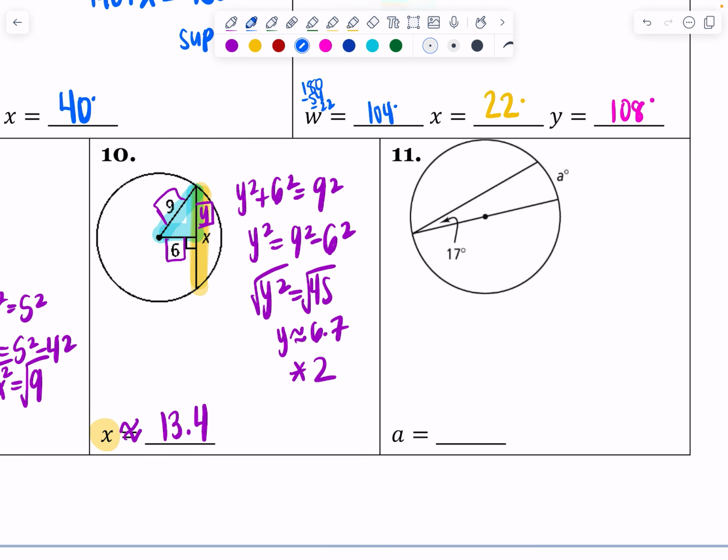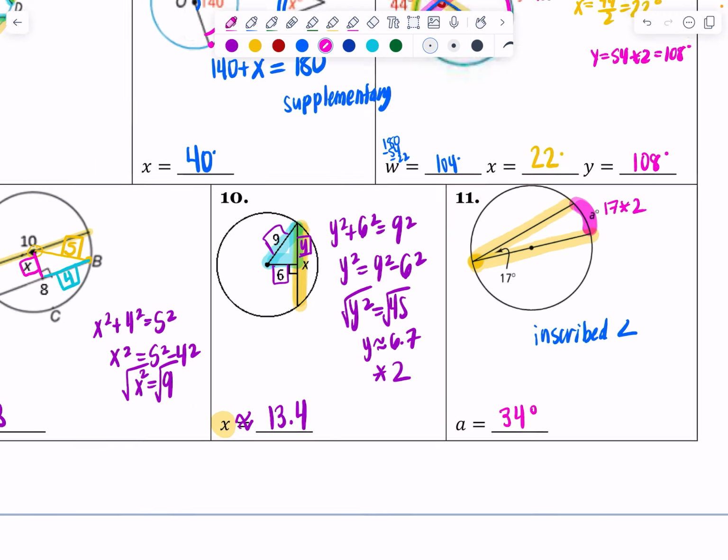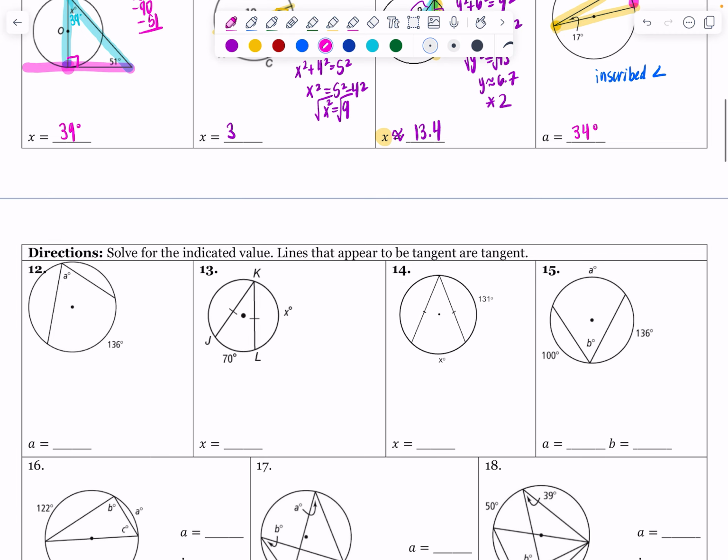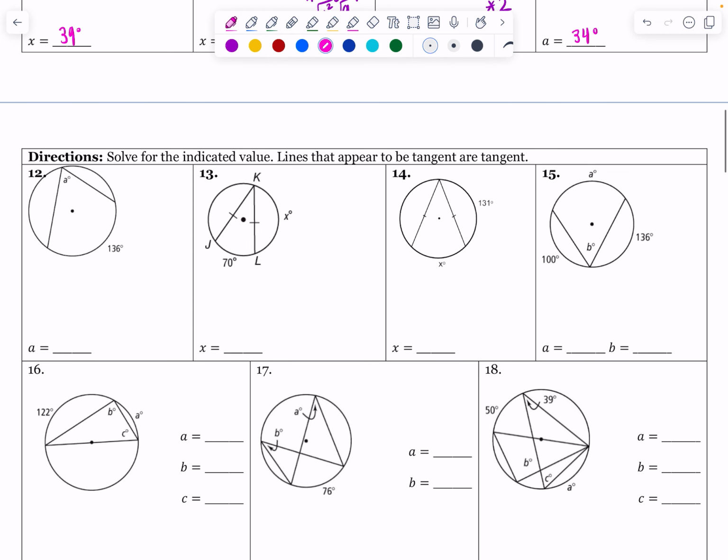Number 11, this is going to be an inscribed angle. How do I know that this angle is inscribed? Because that vertex is on the circle, so it intercepts this arc. What is the relationship between that arc and this angle? Well, we know that you're going to take the inscribed angle 17, and you're going to multiply 17 by 2 to get that arc. That is going to be 34 degrees. 34 degrees.